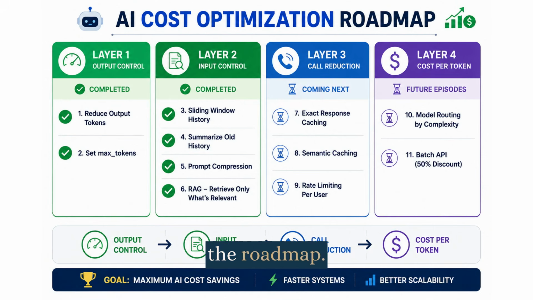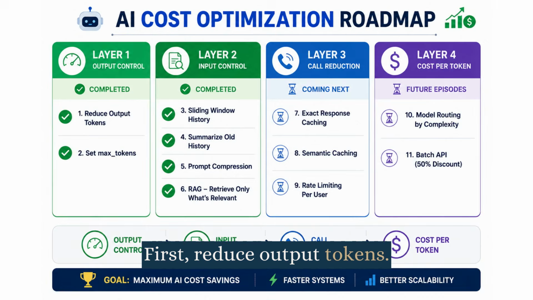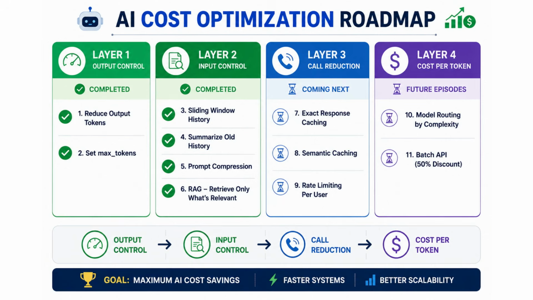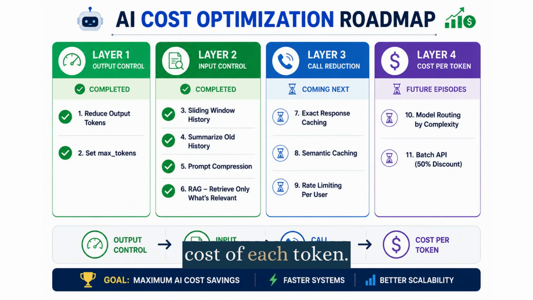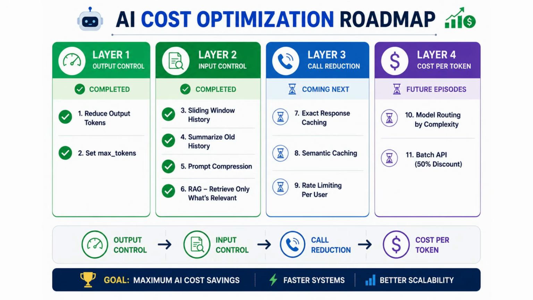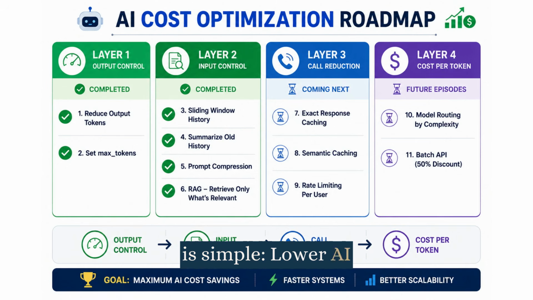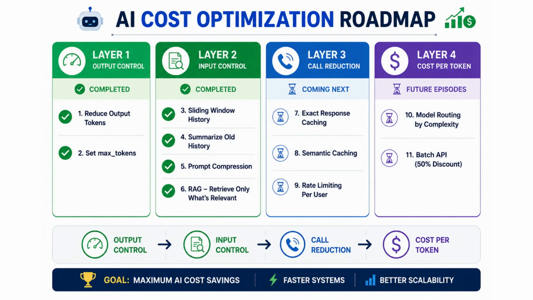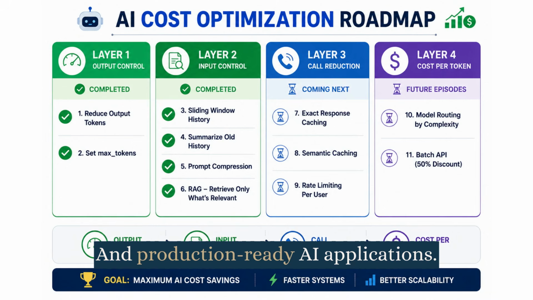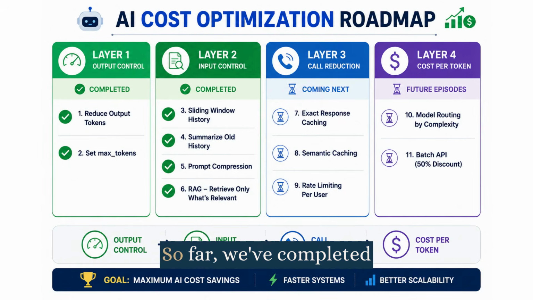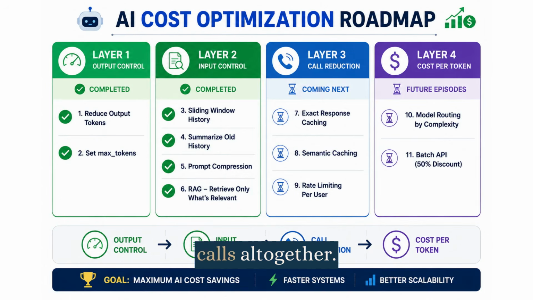Notice the order of the roadmap. First, reduce output tokens, then reduce input tokens, then reduce the number of calls, and finally, reduce the cost of each token. When all four layers work together, the result is simple: lower AI costs, faster systems, better scalability, and production-ready AI applications. So far, we've completed layers 1 and 2. In the next episodes, we'll start exploring layer 3 and learn how to eliminate unnecessary LLM calls altogether.